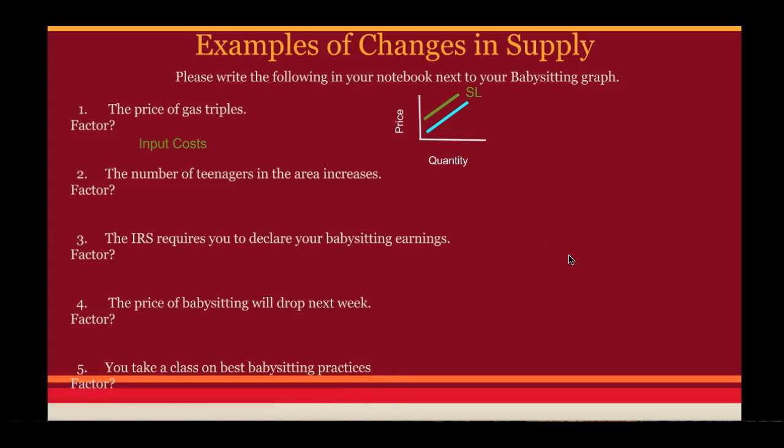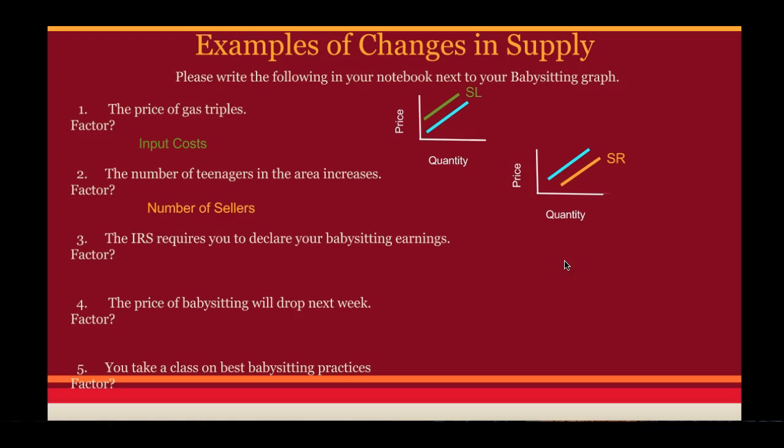Number 2 says the number of teenagers in the area increases. Okay, so if the number of teenagers in the area increases, that's the people that are actually doing the babysitting, so that is going to be number of sellers. So now what happens is that now we have an increase in the number of sellers, the number of people willing to babysit. So that's going to be a right shift in supply.